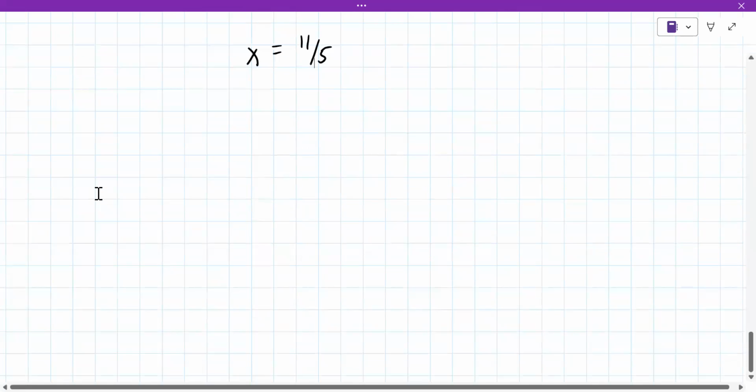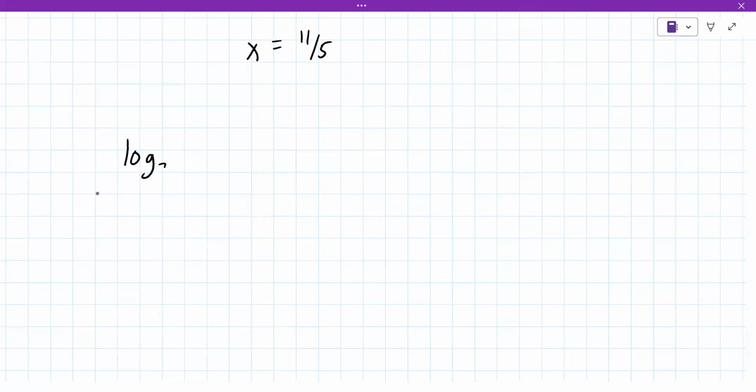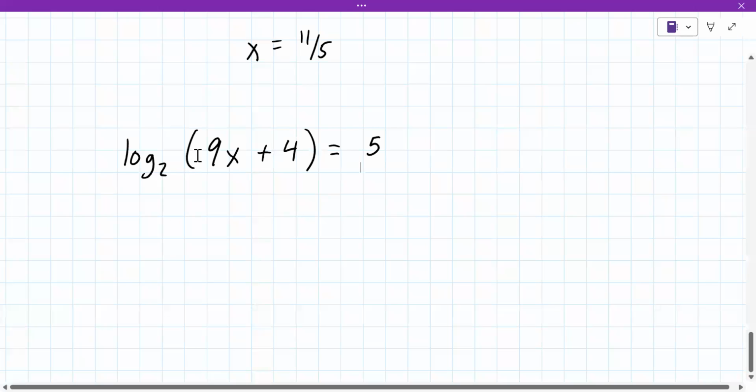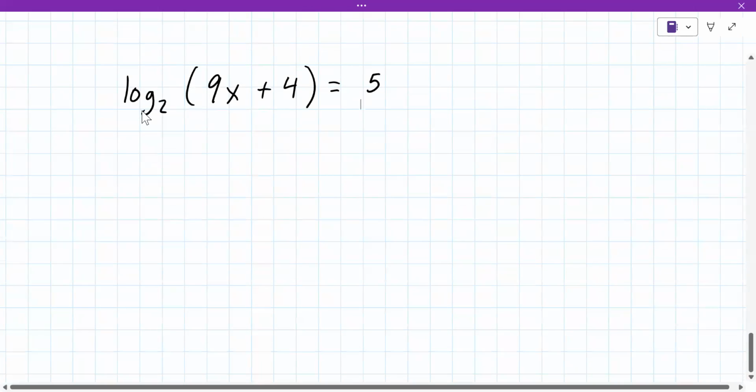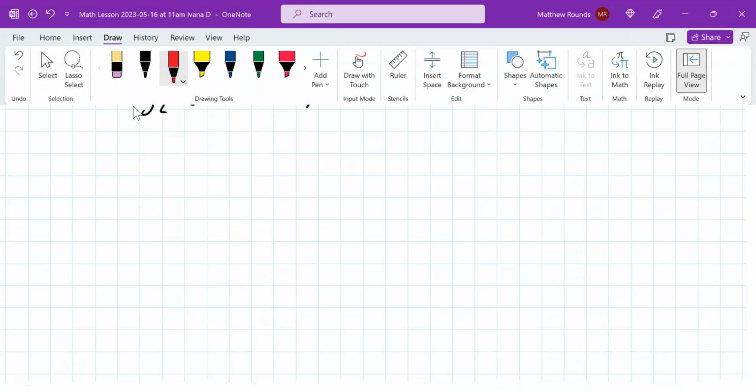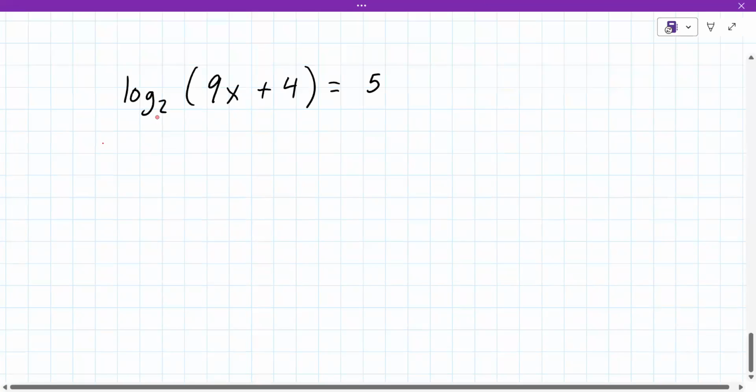All right, so let's try another one here. Let's go log base 2 of 9x plus 4 equals, let's do 5 here. Let's try that. Okay. Well, let's do one more together here. So how are we going to undo the log base 2? That's the key here. How do you undo this logarithm?